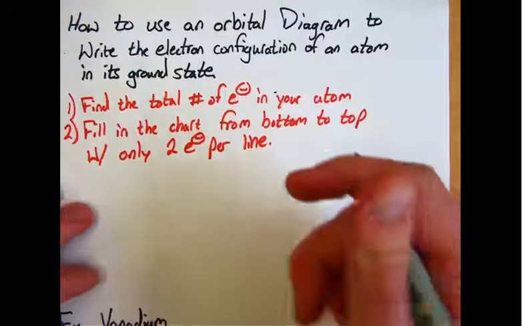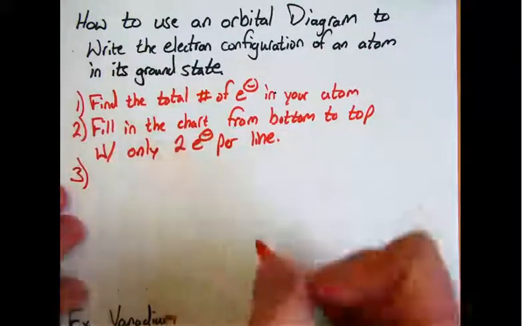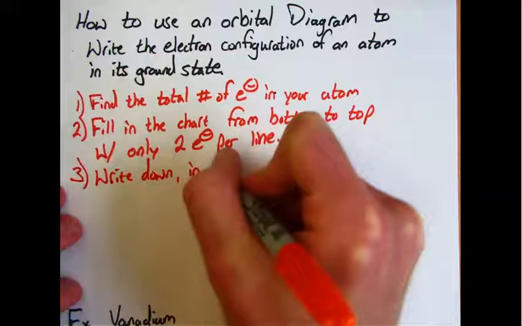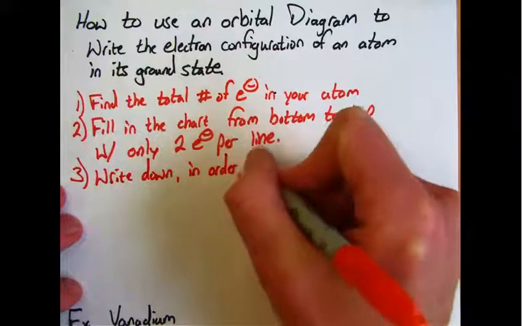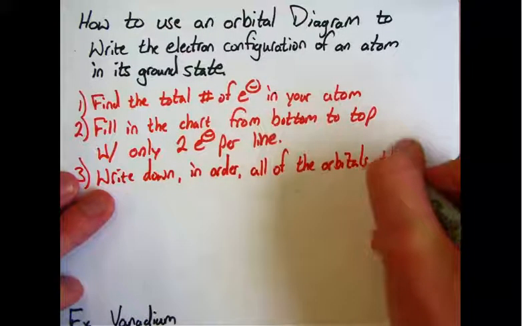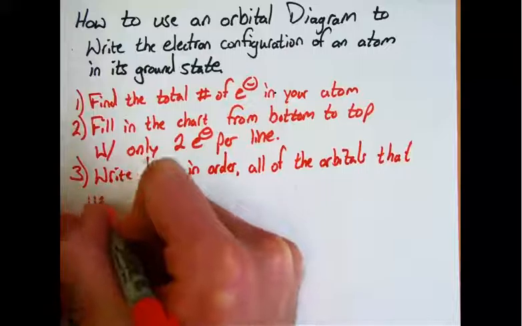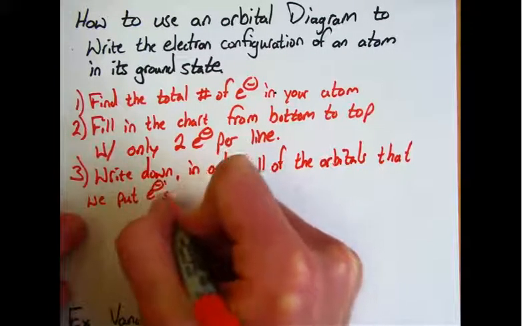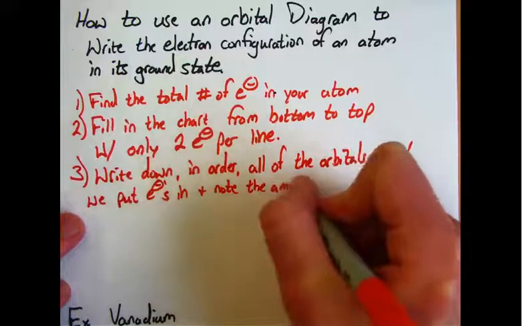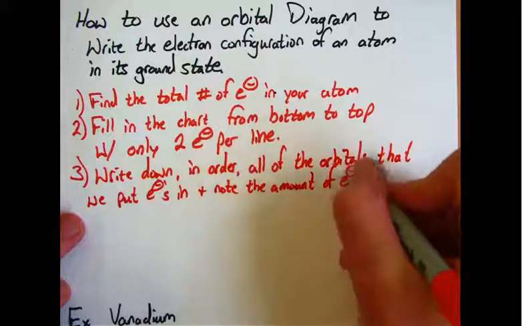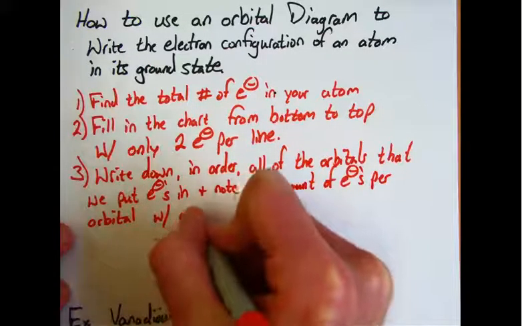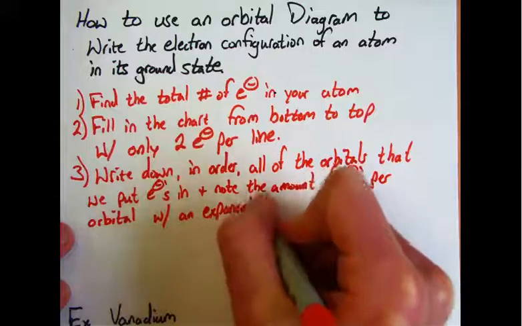In order to write the electron configuration, all we have to do is write down, in order, all of the orbitals that we put electrons in, and note the amount of electrons per orbital with an exponent. Okay, so what does that look like?